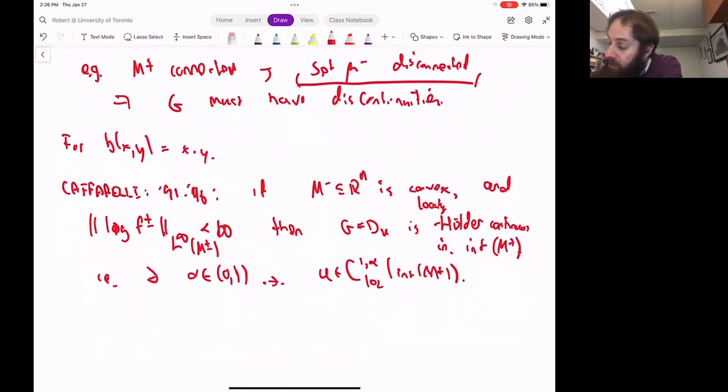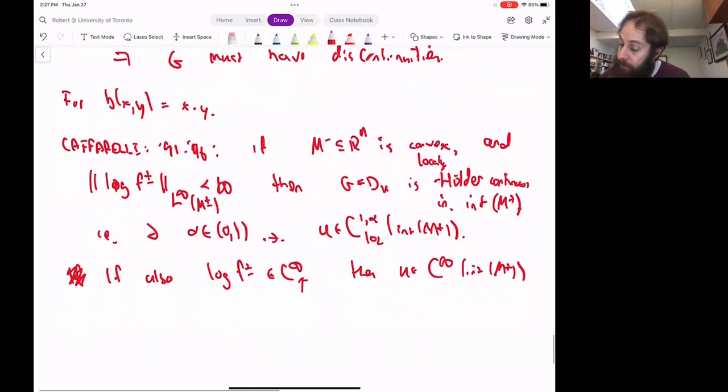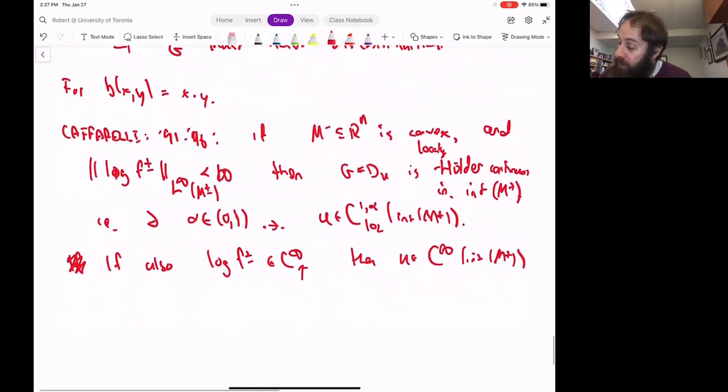And then you can say more. This was basic, that was 91. And if both, oh yeah, wait, there's more than this. If also log F plus and minus are smooth, and if you have only C^k here, then you get the right number of derivatives on U. And so far, this is all in the interior of M.